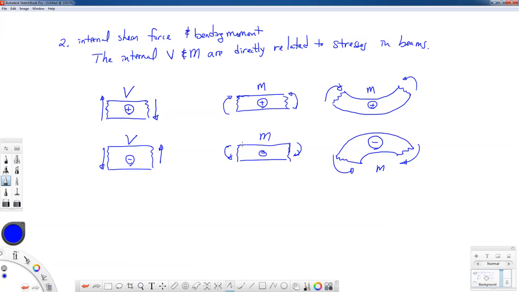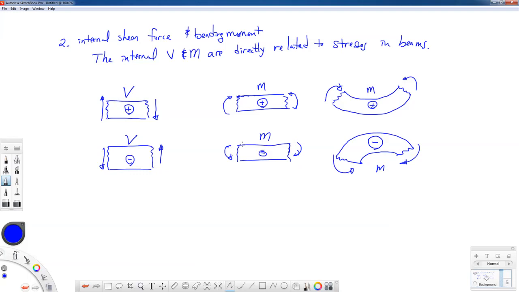We need to just memorize them and go with them, but we'll have plenty of chance to practice the sign convention for internal shearing force and bending moment. If we stick with this sign convention, that's going to make life easier when we go to determining the sign of our stresses in our beam materials. And that can be really important.